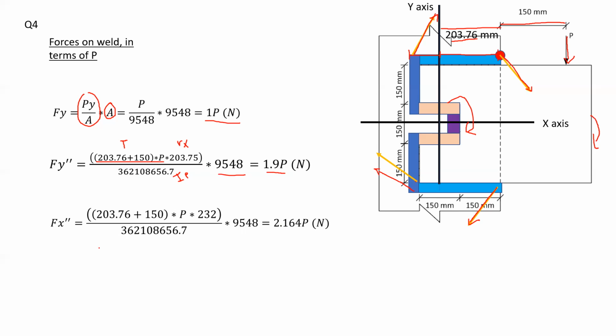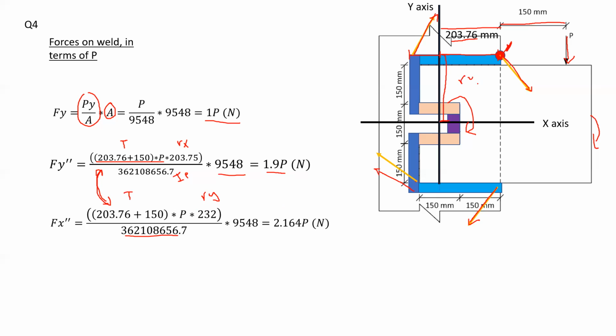Now, on the other hand, we have the force in the x direction caused by the torsion. So again, I'm considering the torsion in here, 203.76 plus 150 by P. Of course, these are the same for the torsion. Now calculating that and dividing by the polar moment of inertia. Lastly, I have the Ry value. What's the Ry value? It would be the distance from the centroid to the very far away point. Of course, this is the point that is very far away.